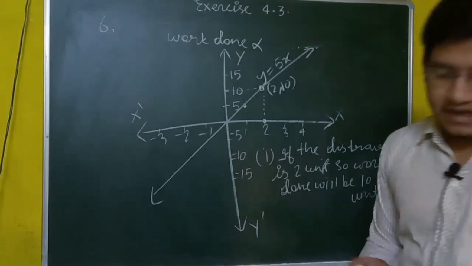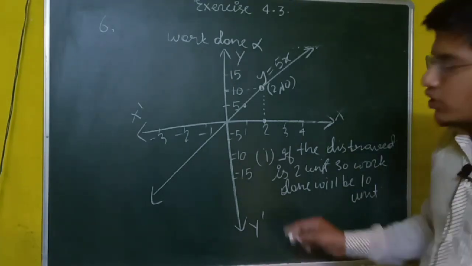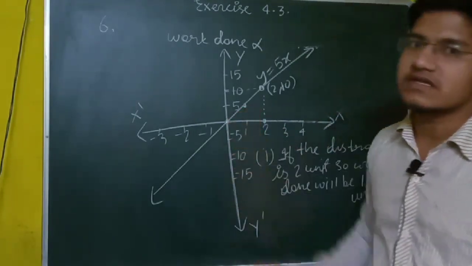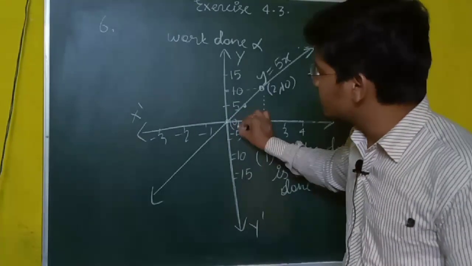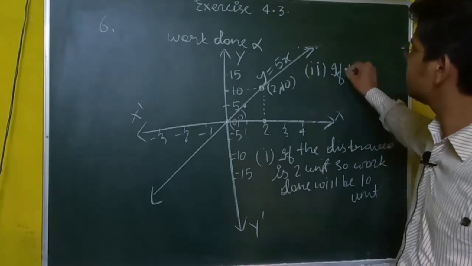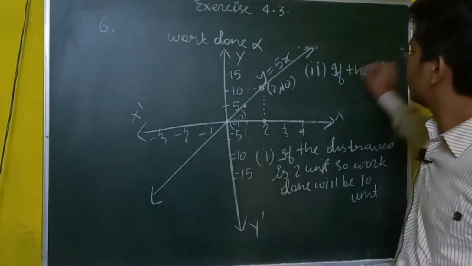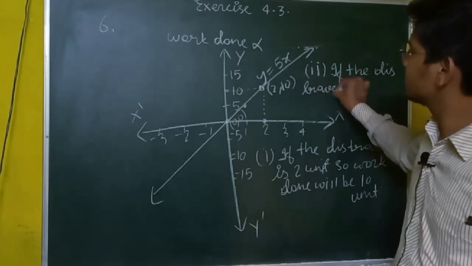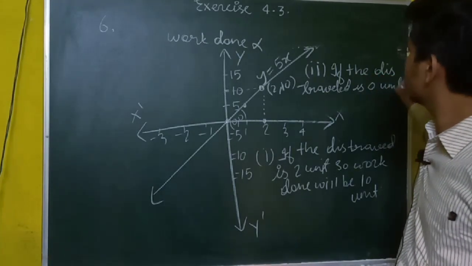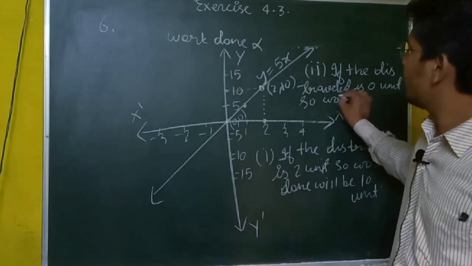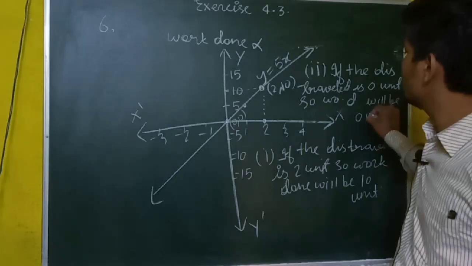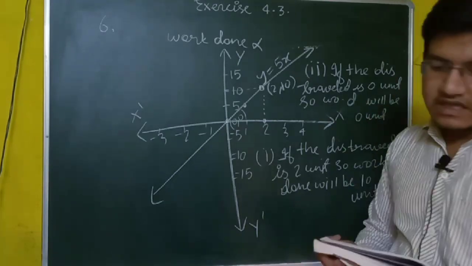Now the second question they are asking: if the distance travelled is 0 unit. We know that this point represents 0. So if the distance travelled is 0, the work done will also be 0. So we will say here, second one, if the distance travelled is 0 unit, so work done will be 0 unit. This is our solution.